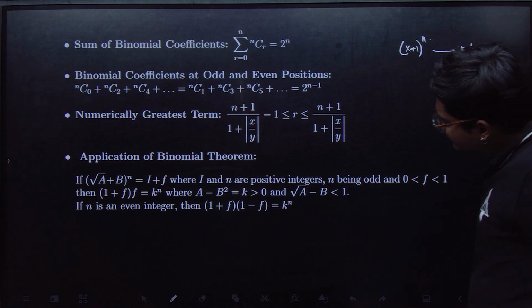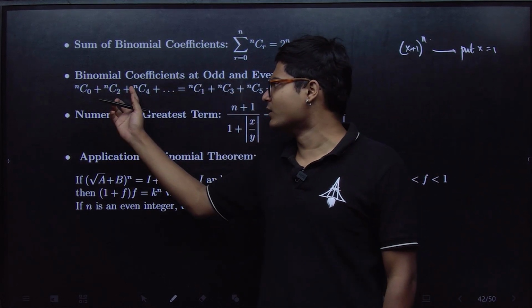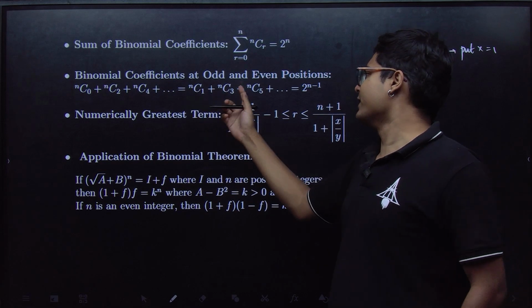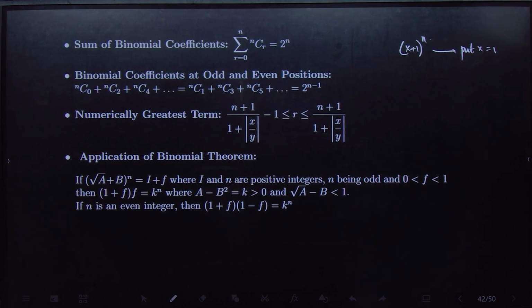Okay. Sum of the binomial coefficients at odd and even positions. So if I only look at r equal to 0, 2, 4, so on and so forth, or if I look at 1, 3, 5, so on and so forth, both of them, the sum turns out to be 2 to the power n minus 1, right?